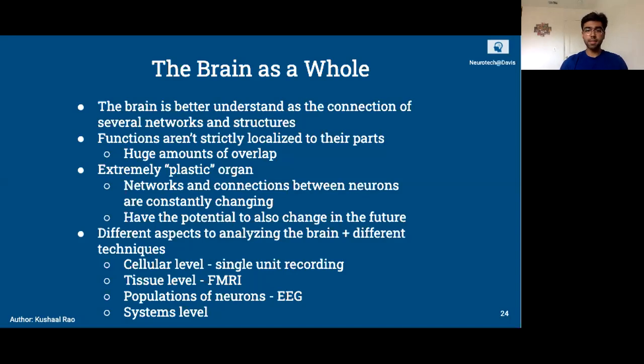There are also different aspects to analyzing the brain. Like I said earlier, we can analyze it at a cellular level using single unit recording, where you stick needle-sized electrodes into the brain and record one specific neuron. You can do it at a tissue level with fMRI, looking at blood flowing in and out of regions of the brain. You can also study populations of neurons, looking at their electrical activity and recording that from the scalp. And you can also analyze it at the systems level. A lot of studies are being done with a combination of all these different things, just to understand how the brain works.